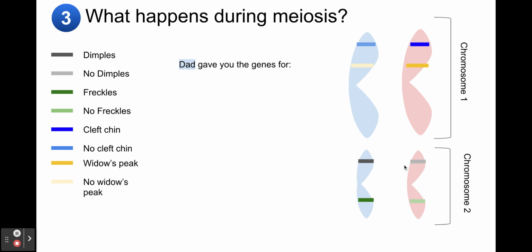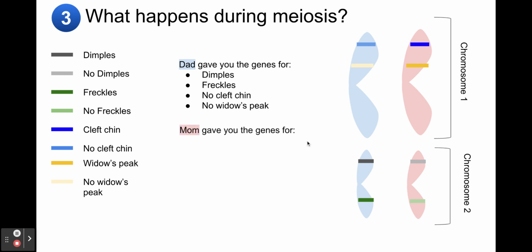Dimples are little indentations in your cheeks, and freckles are little dots on your skin. So, if we're looking at the blue chromosomes, you inherited these 2 blue chromosomes from your dad. Your dad gave you the genes for dimples. Where's dimples? Oh, it is dark gray, right down here on chromosome 2. There's dimples. Freckles, that's dark green. No cleft chin, that's this light blue stripe right here, and no widow's peak, that's this light yellow stripe here. So those are the genes that you inherited from your dad.